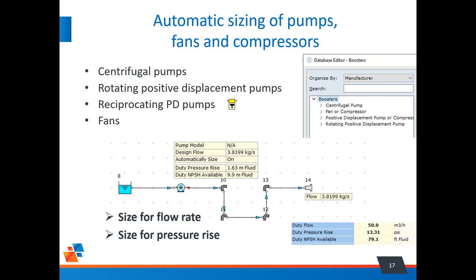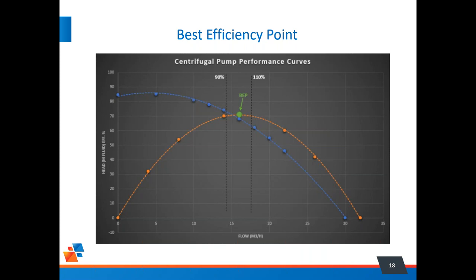In terms of boosters, so pumps, fans, and compressors, this is currently available for centrifugal pumps, for positive displacement pumps, rotating and reciprocating, and for fans. And we're looking at sizing based on a design flow, so flow rate, and also as a second option, design for pressure rise. This way we can find out the duty point, duty pressure rise, duty NPSH available of the pump, and then from there on go on and choose a pump, ideally one that can work in and around the best efficiency point.